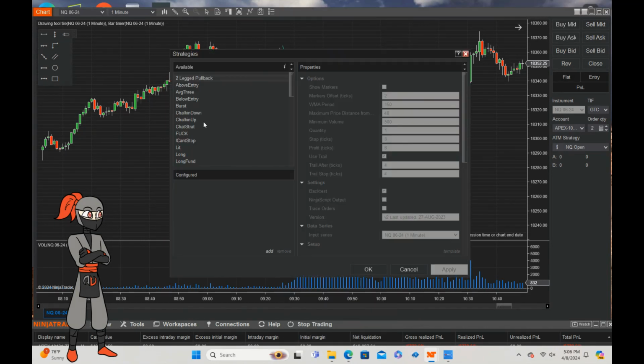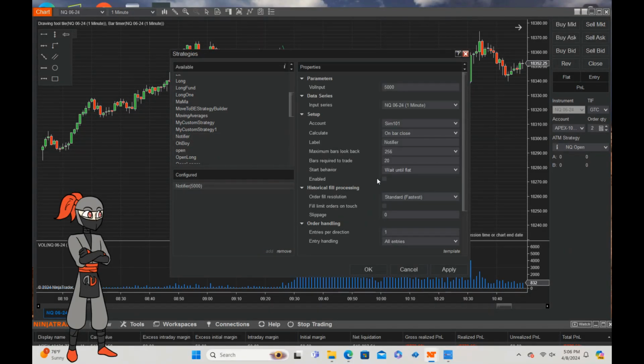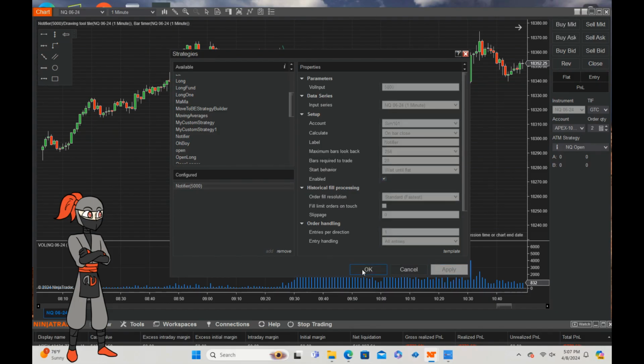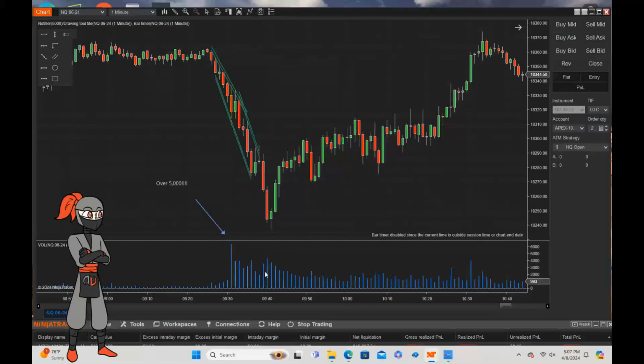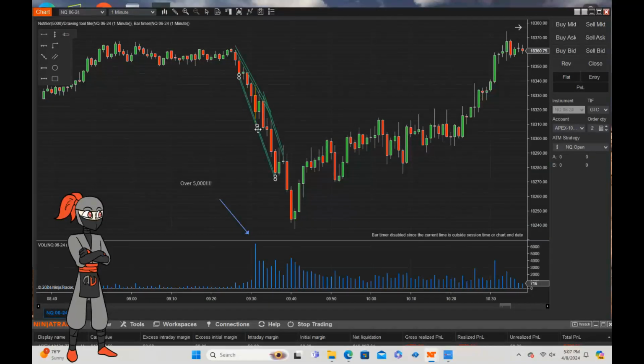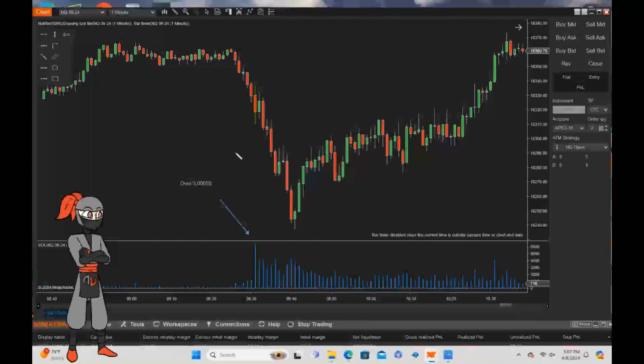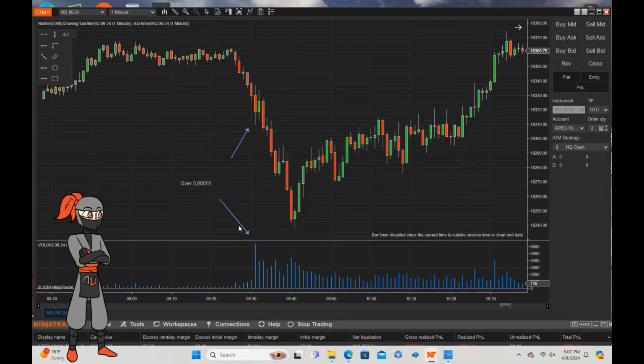Now let's take our strategy. Notifier. And for this instance, all we want to see is that the bar is going to light up. And this one is now highlighted. I don't see my vertical line, but we'll address that here in just a bit.